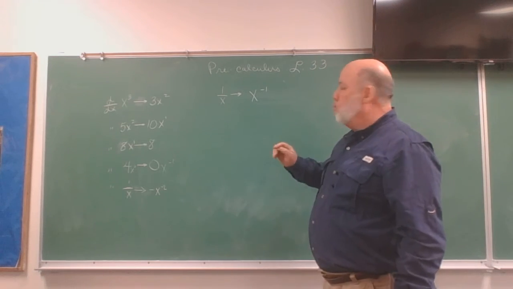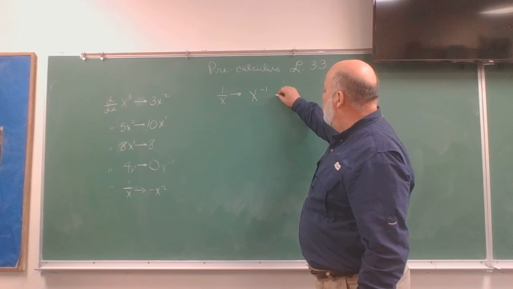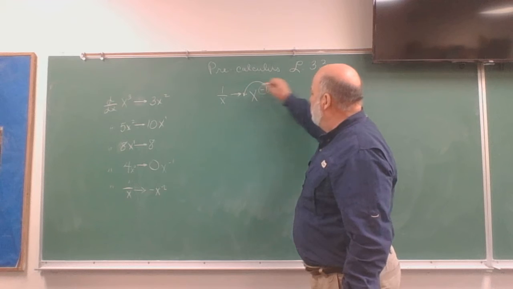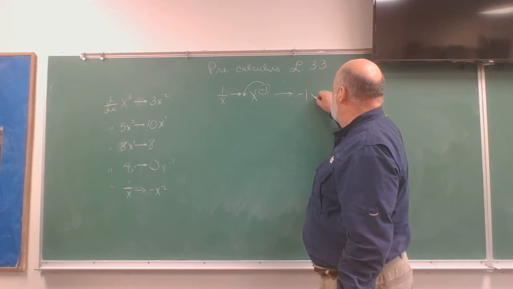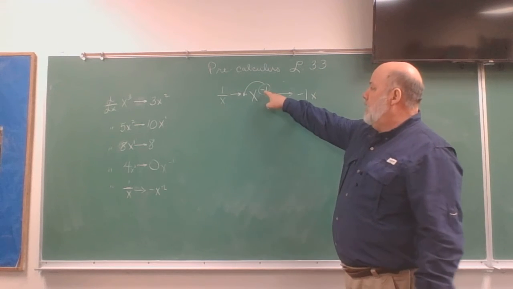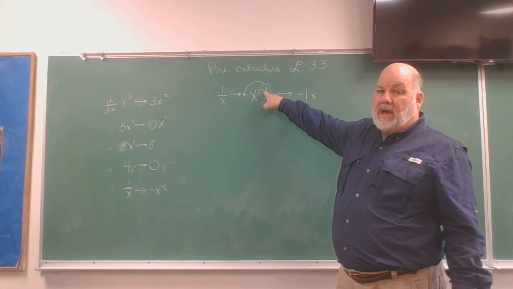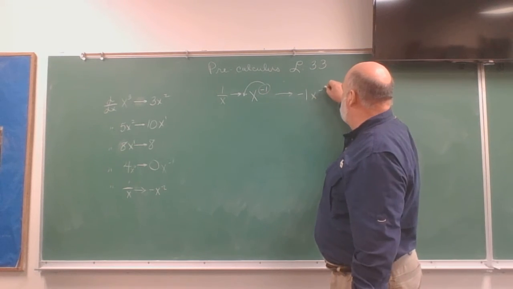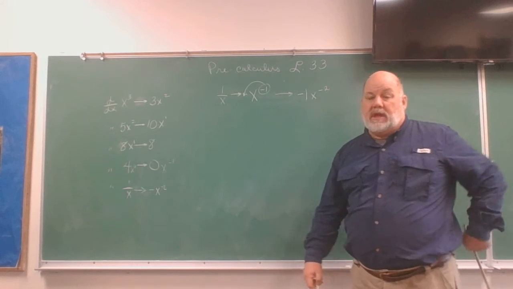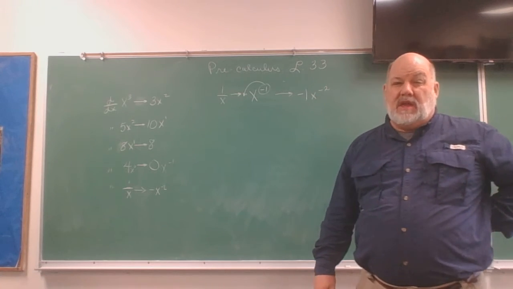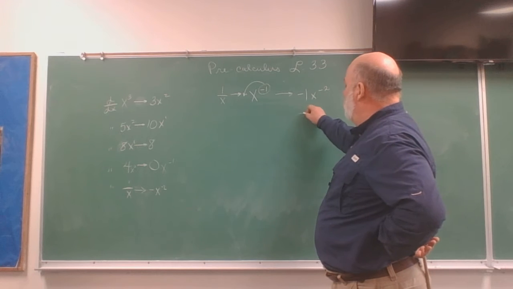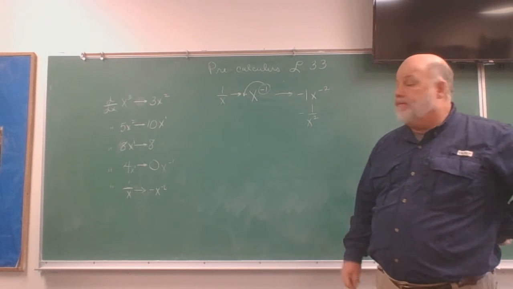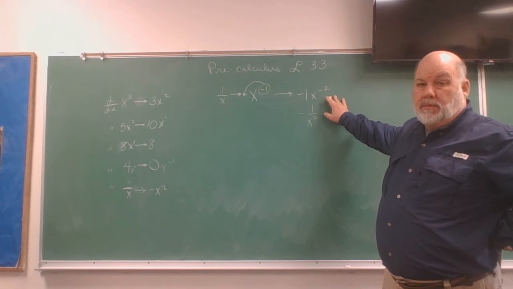So when I find the derivative, negative 1 comes to the front, still x, and then I subtract 1 from the power. I've already got a power of negative 1. I subtract 1 from it, and I get negative 2. So I get negative 1 times x to the negative 2 power, which could be written as negative 1 over x squared. Either one is acceptable.